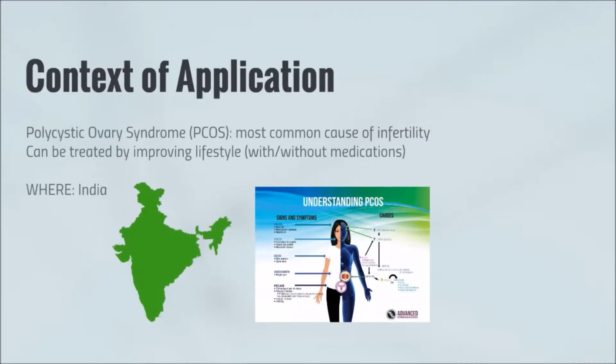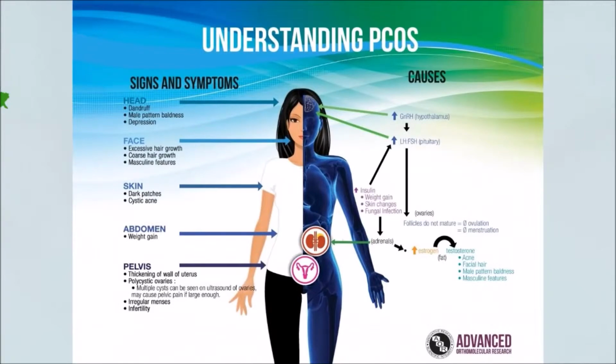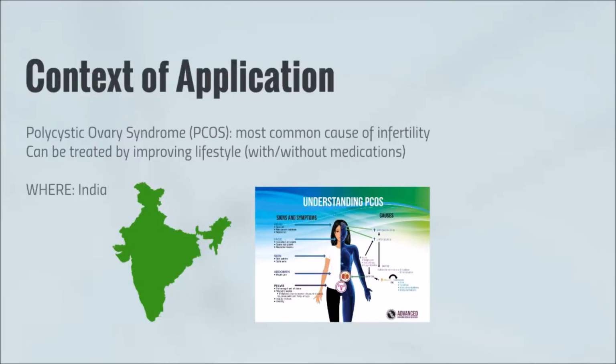We apply these principles to the problem of PCOS. Polycystic ovary syndrome is the most common cause of infertility, affecting 1 out of 15 women all around the world. Women affected by this problem can improve their condition by adopting a healthier lifestyle, losing weight, exercising regularly, eating healthy food, and avoiding stress, and they will be more likely to be able to have children.